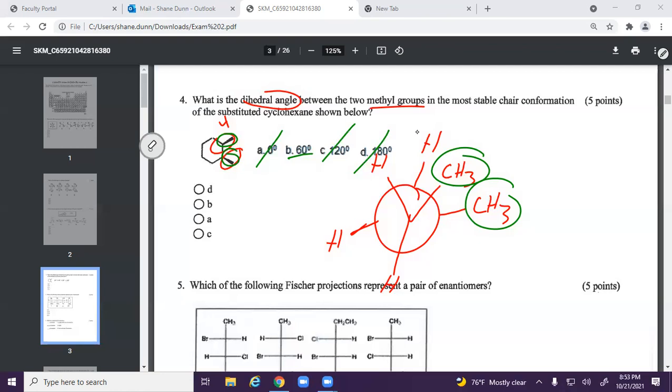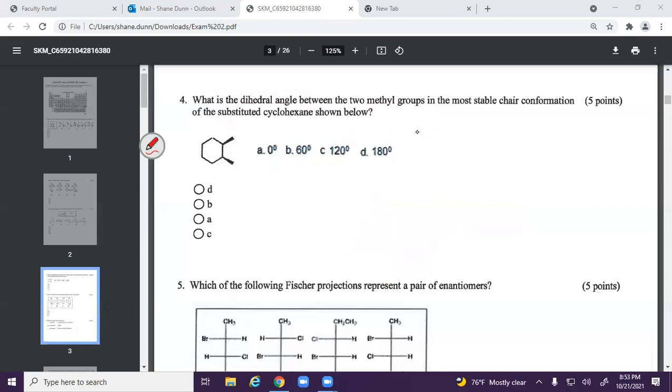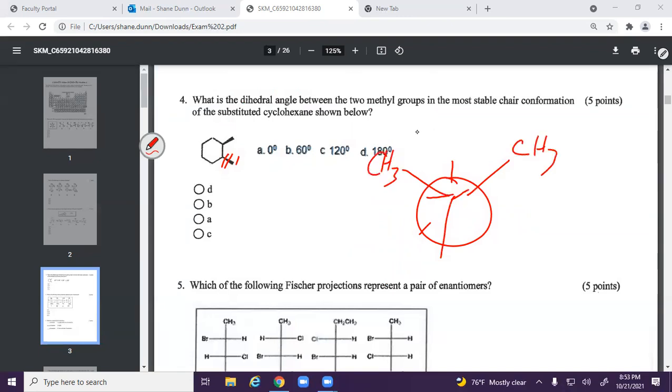If one was a dash, you would replace it. For example, if one of these is a dash, you go like this. Off to here, and then technically one's going here, one's going here. CH3 is here, and the CH3 is here. So that would be 120, not 180. There you go.